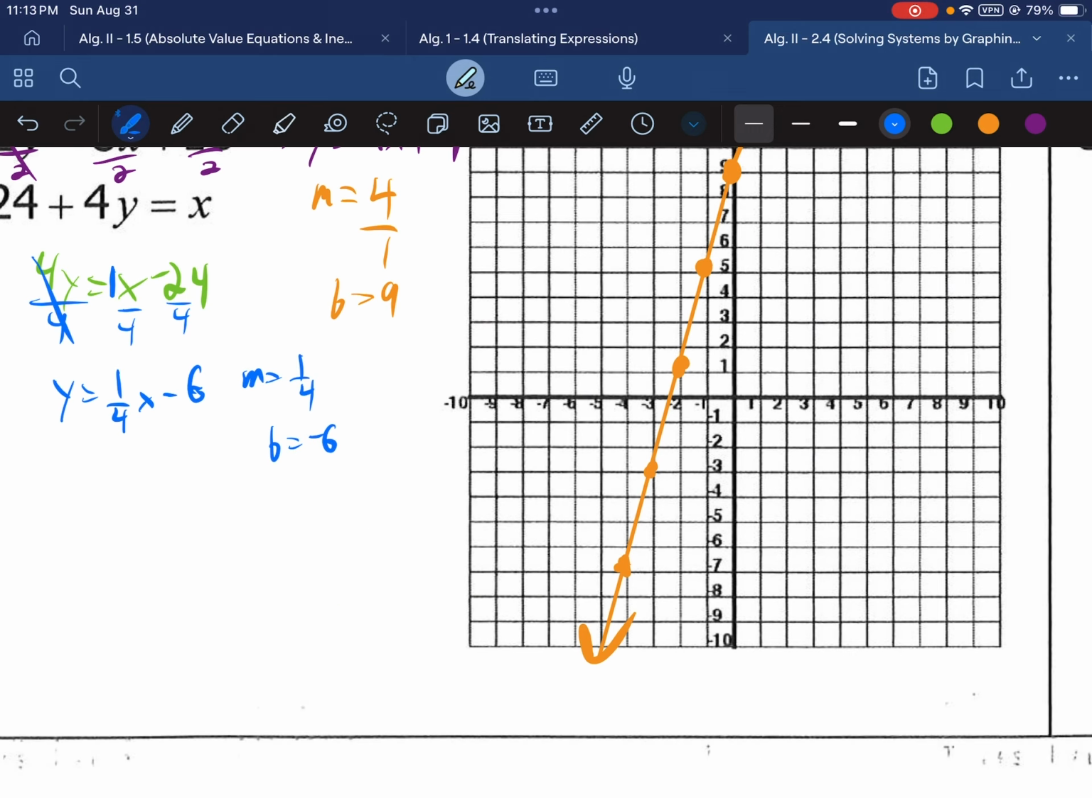And so I'll begin at b, and go down 6, and I'm going to go up 1 over 4 in an uphill manner, or down 1 left 4. And I noticed that I didn't really need to go up and to the right, because down to the left would be where the intersection would happen. And that intersection happens at -4, -7.